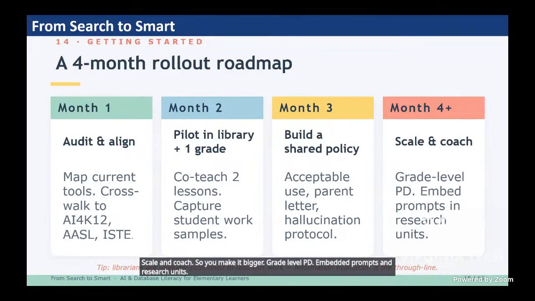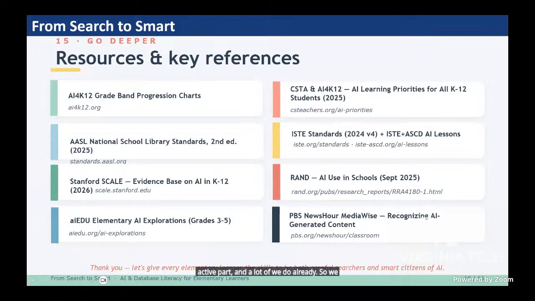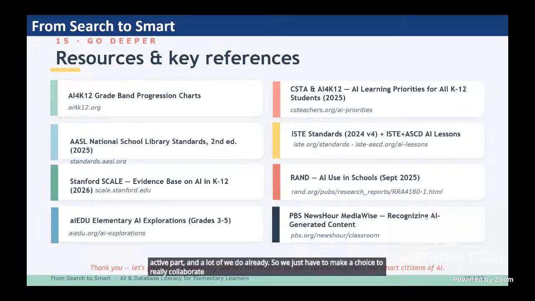So we are uniquely positioned to lead this work. Information evaluation is the through line. So we are in position as librarians to lead this work and be an active part. And a lot of it we do already. So we just have to make a choice to really collaborate a little bit more with our teachers.